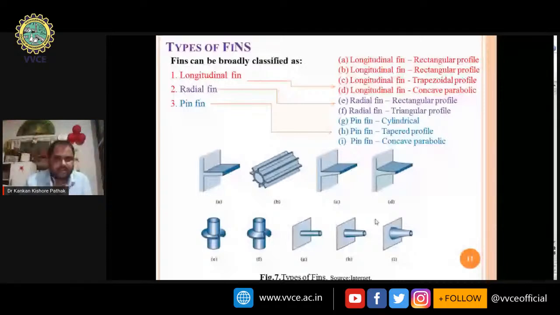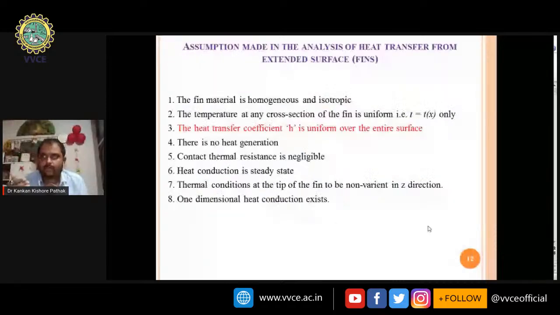Now, the analysis of the extended surface. There are different approaches to the analysis of extended surfaces. One is the analytical method, another is the numerical method, and the third is the experimental method. Now, in the case of the analytical method, we have to consider some assumptions. Those assumptions are listed here. The fin material is homogeneous and isotropic. What is homogeneous? Homogeneous means the properties of the material do not change with respect to location; anywhere in that material, the property will be the same. And isotropic means the properties are the same in all directions.